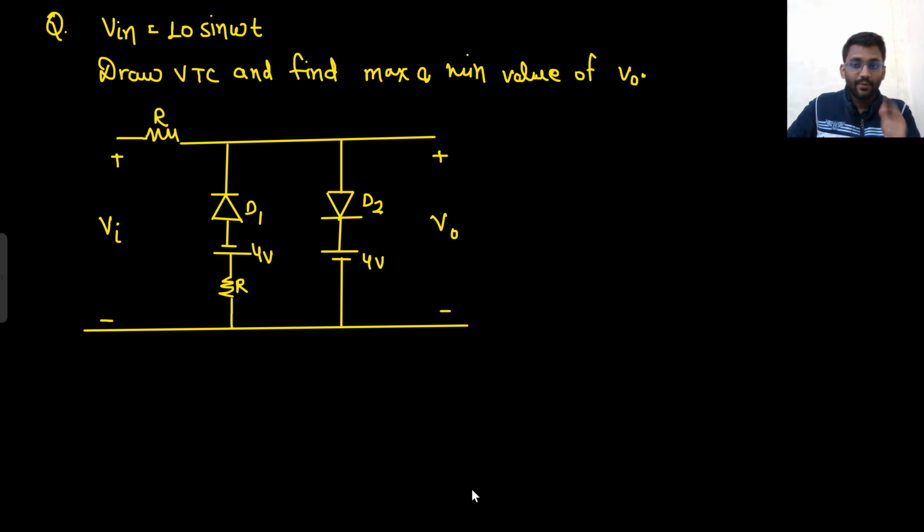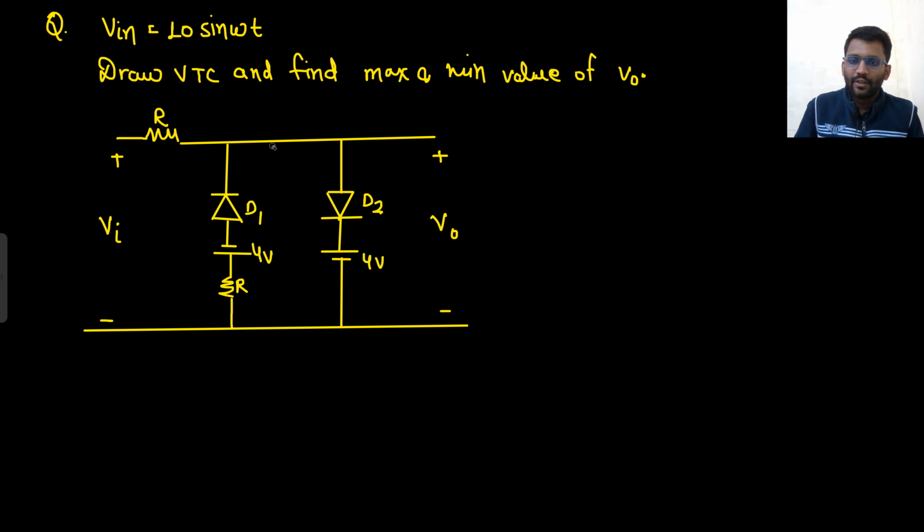This is a very good question. You have to draw the voltage transfer characteristics, and you have to find the maximum and minimum value of V naught. So do it on your own first. Take your time, do it on your own, then we will check the solution. Okay, so let's solve this problem.